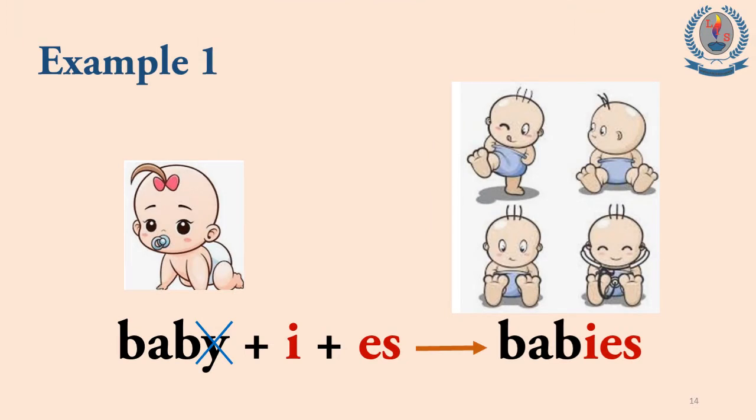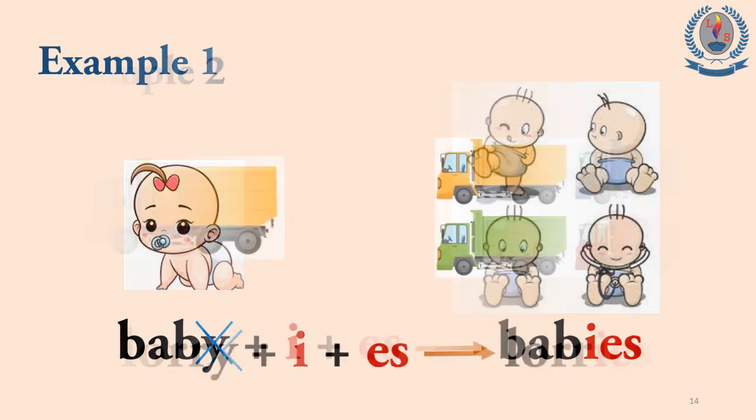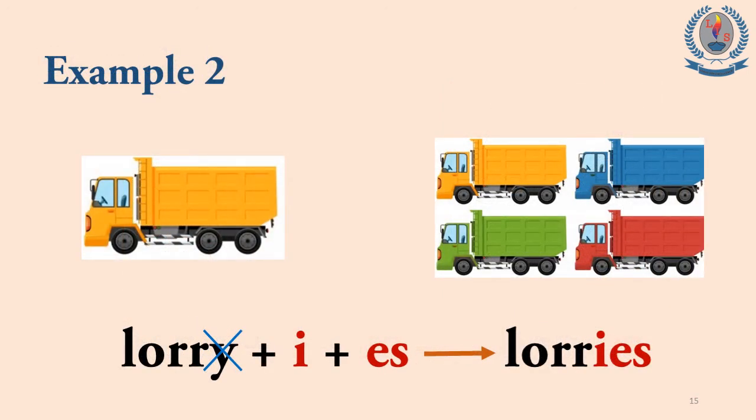Example number 1. Here, baby is the singular noun. The word baby ends in y. So, you can drop y, add i, and then add es to form its plural, babies. Example number 2. Here, lorry is the singular noun. The word lorry ends in y. So, you can drop y, add i, and then add es to form its plural, lorries.